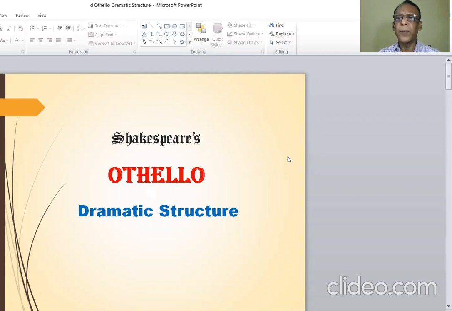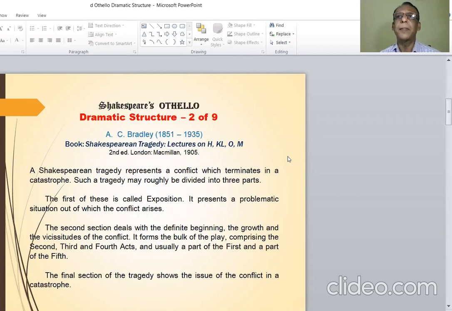One of the famous observations about Shakespearean tragedies has been made by A.C. Bradley. Every student of Shakespeare, every student of Shakespearean tragedy should know about A.C. Bradley, especially his famous book, Shakespearean Tragedy, lectures on Hamlet, King Lear, Othello, and Macbeth. It was first published in 1905 in London by Macmillan.